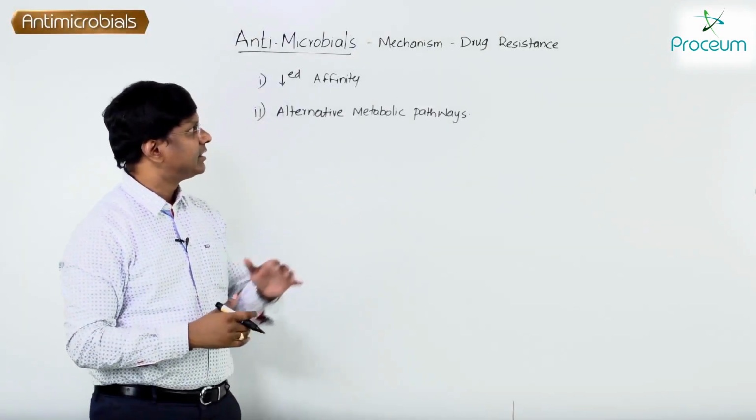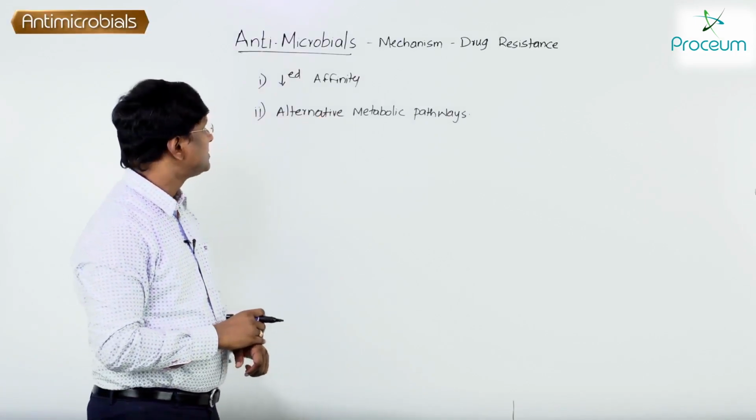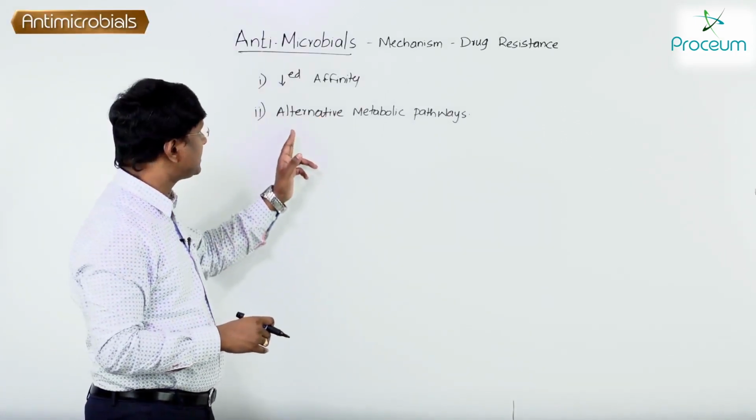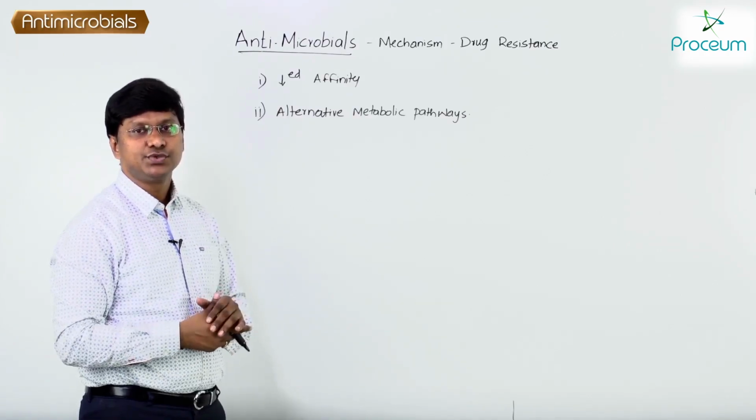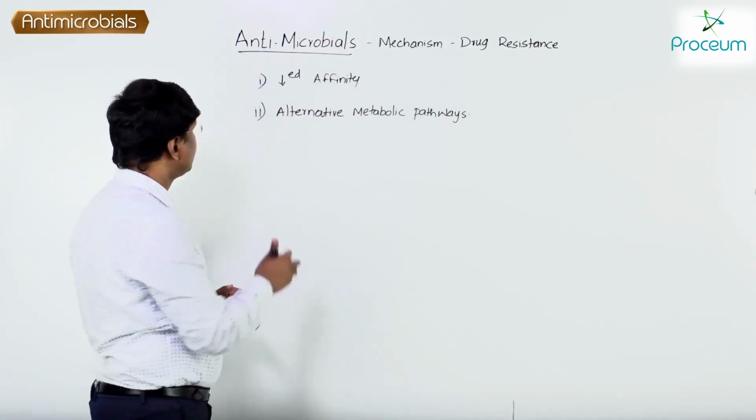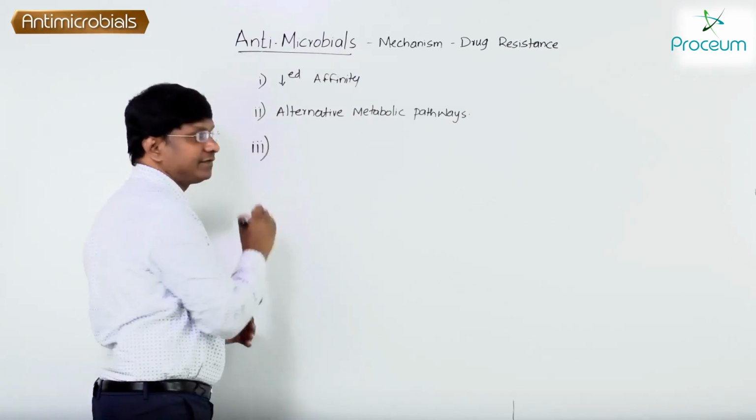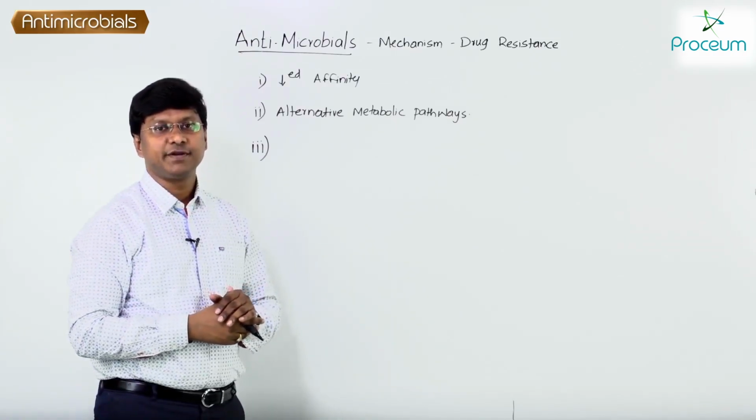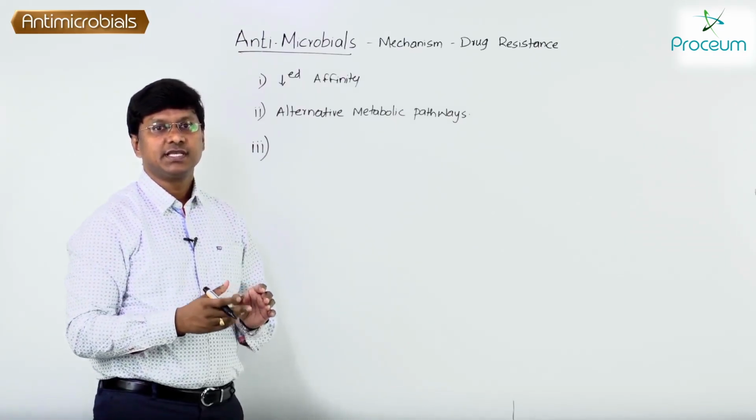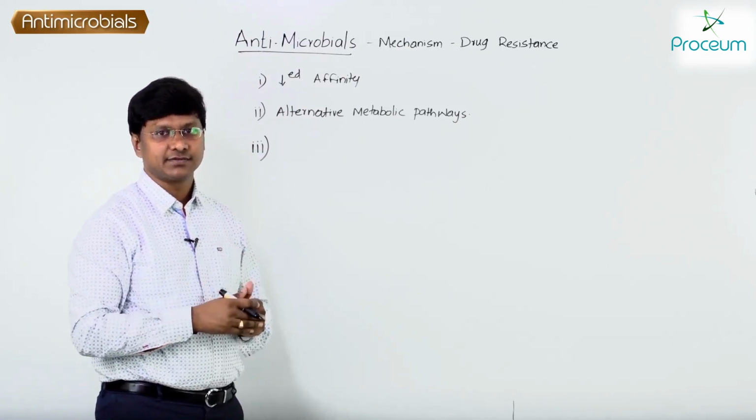So continuing with the mechanism of drug resistance, one mechanism is decreased affinity and the second mechanism is alternative metabolic pathways which is used by the microorganisms. Now let me tell you the third mechanism of drug resistance. The third mechanism of development of drug resistance is the elaboration of enzymes which inactivate the drug.